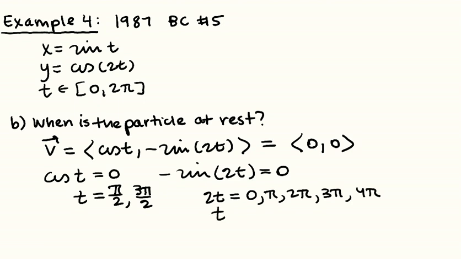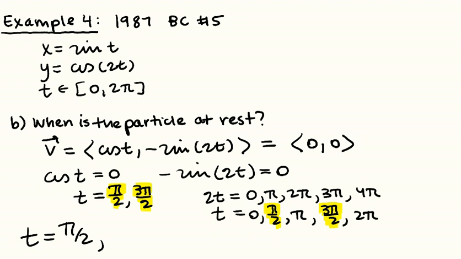Meaning that the places where negative sine of 2t equals 0 is 0 divided by 2, pi divided by 2, 2 pi divided by 2, 3 pi divided by 2, and 4 pi divided by 2. And we're just looking for places where both of these are equal to 0. So I'm seeing pi over 2, seeing 3 pi over 2. Okay, so the particle's at rest at t equals pi over 2 and t equals 3 pi over 2.